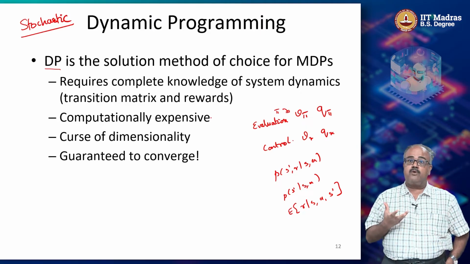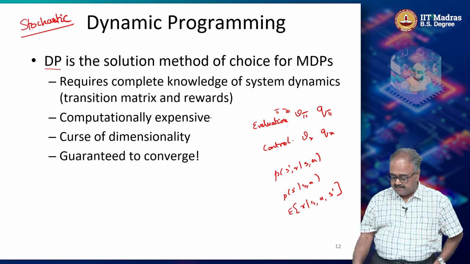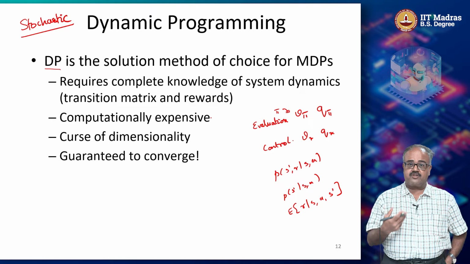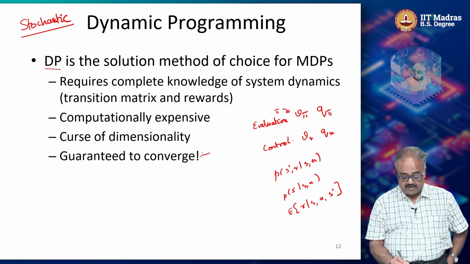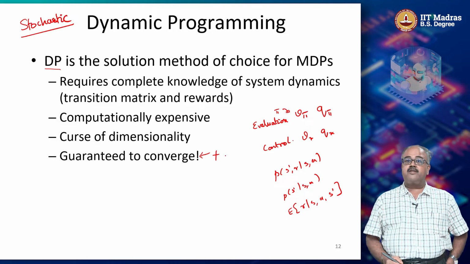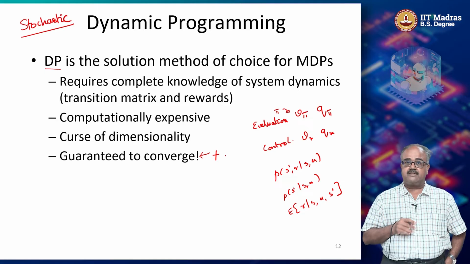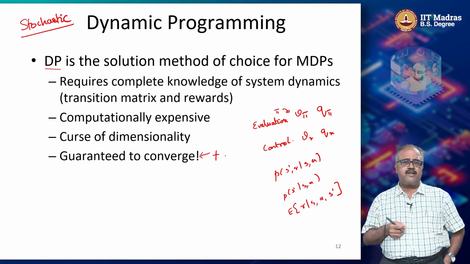So, the peak compute load can be fairly high. But on the positive side, most of these dynamic programming approaches, under the right conditions, are guaranteed to converge. So this is a big plus. You know that if you run these long enough, they will eventually converge under the right conditions. Unfortunately, this guarantee is not available for all kinds of reinforcement learning approaches.